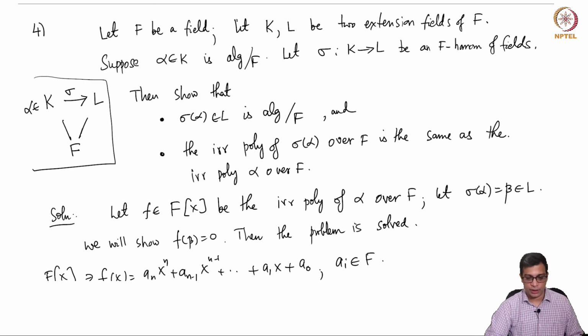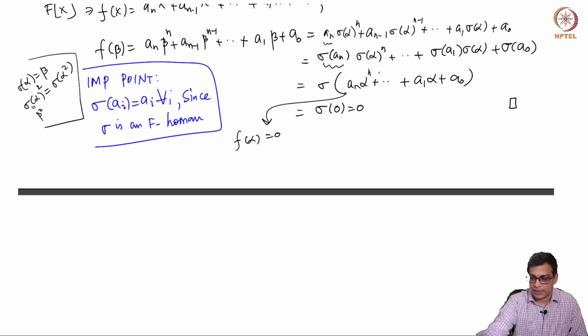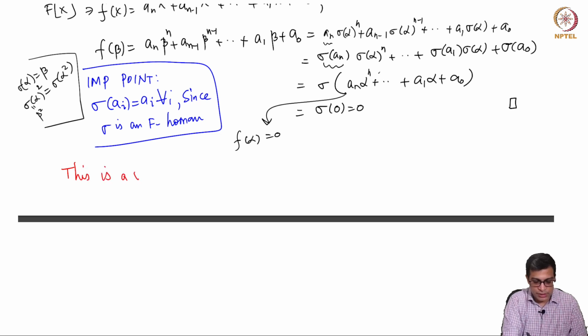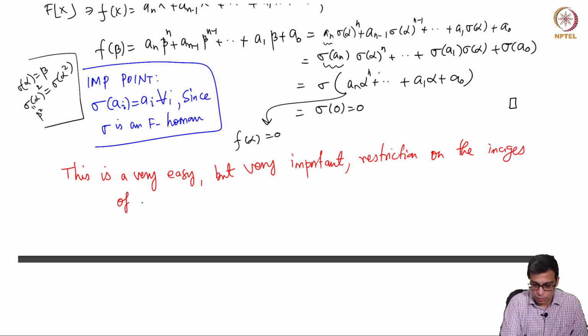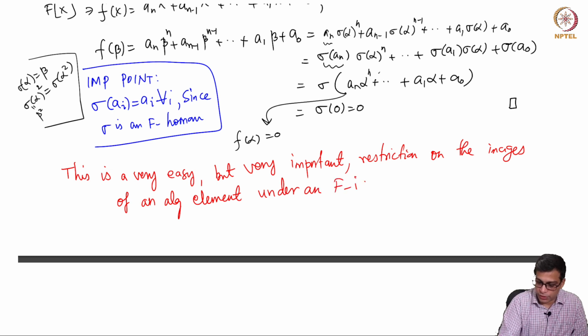Okay, so that is the proof that if you have a field homomorphism over a base field, an element can go to other roots of its irreducible polynomial. So this is a very easy but very important restriction on the images of an algebraic element under an F isomorphism.